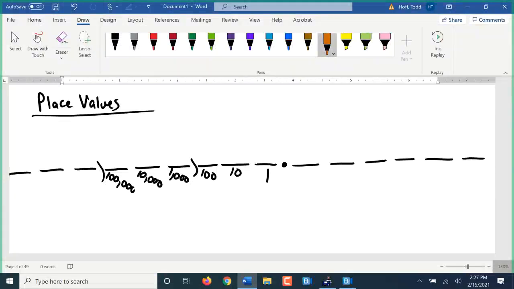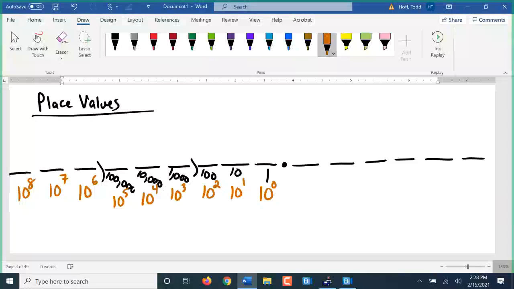But now that we've seen these powers of 10, you might recognize 10 to the 0 is just 1. 10 to the power of 1 is 10. 10 to the power of 2 is 100. 10 to the third is 1,000. 10 to the fourth is 10,000. 10 to the fifth is 100,000. 10 to the sixth is 1,000,000. 10 to the seventh is 10 million.